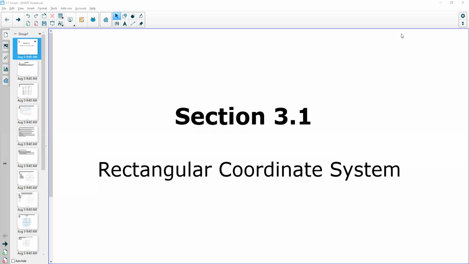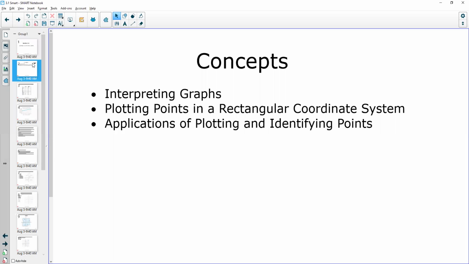Hey everybody, this is the notes for section 3.1, the rectangular coordinate system. In this section, we're going to talk about graphing coordinates and what happens in the coordinate plane. A lot of this will be familiar. It's just maybe been a minute since you did it.